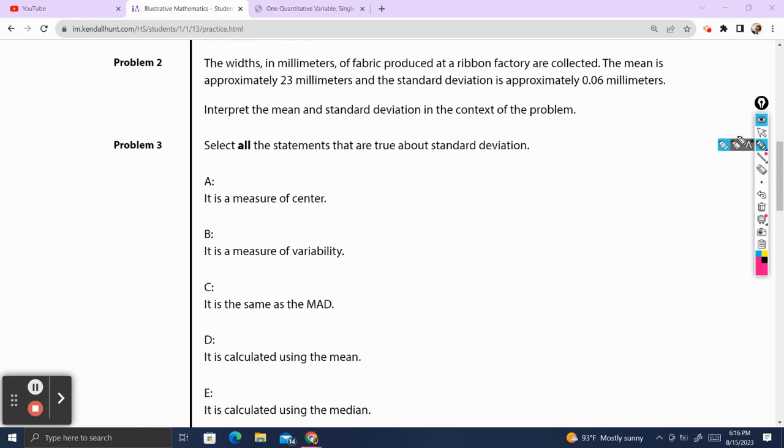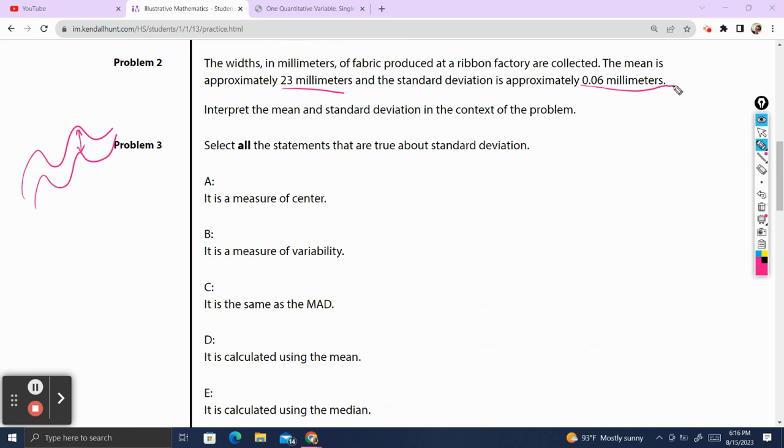The widths in millimeters of fabric produced at a ribbon factory are collected. The mean approximately, so we got our ribbon. Sometimes I like drawing pictures because when it says the width of ribbon, I have to think about what that means. So the mean is approximately 23 millimeters and the standard deviation is approximately 0.06 millimeters. Interpret the mean and the standard deviation in context of the problem.